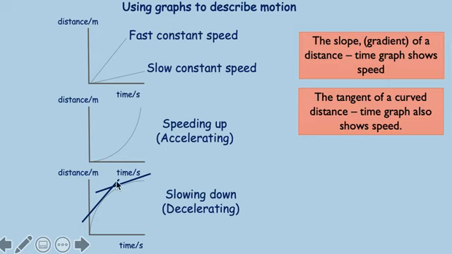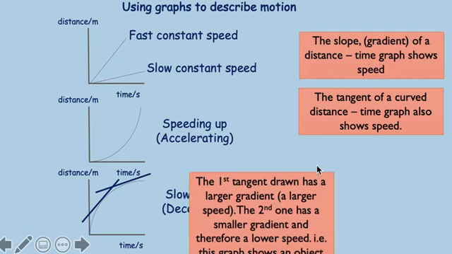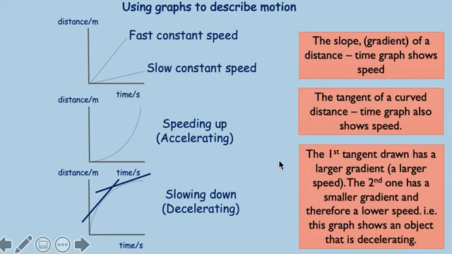And you can see, look, at that point there, the gradient or the slope is that steep. At this point here, the gradient is this steep. So I know that the speed is changing because the gradient is changing, and I know that the gradient tells me the speed at a particular time.